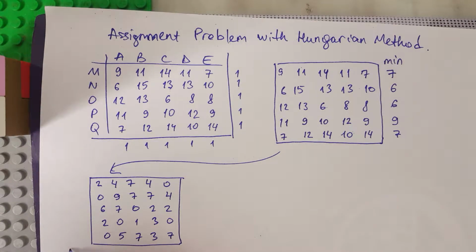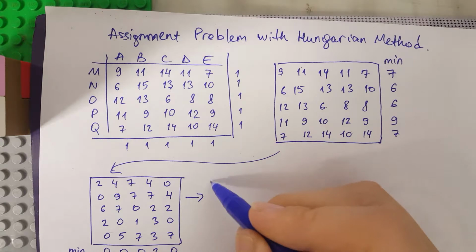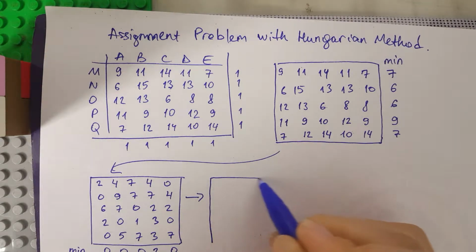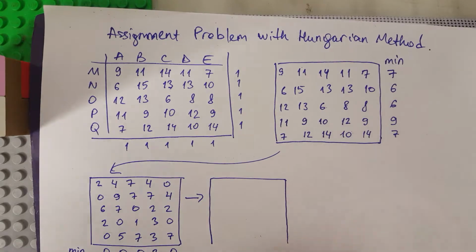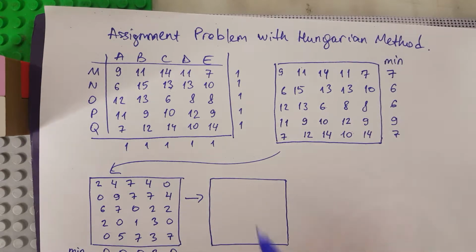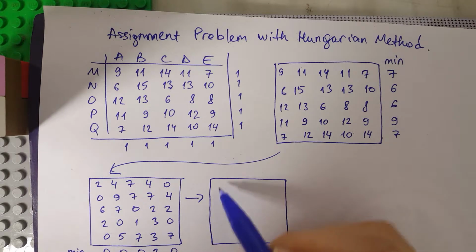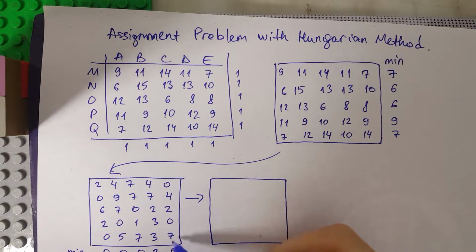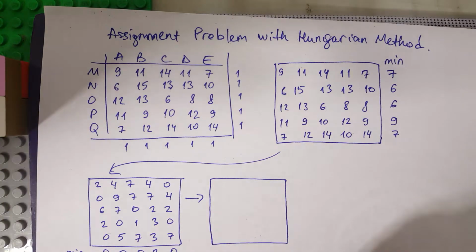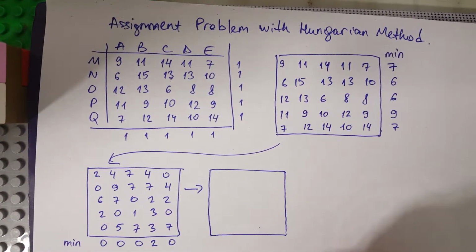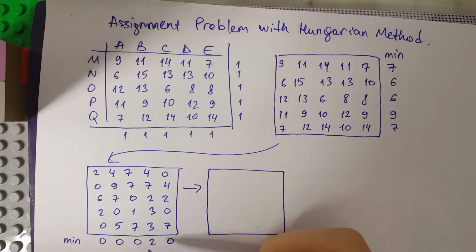Now we will find the minimum value of each column. In this column the minimum value is 0, in this also 0, third column also 0, here we'll have a minimum value of 2 and here also 0. Now we will subtract the minimum values from each item of the column. The first 3 columns and the last column will not be changed because the minimum values are 0. Just this fourth column will be changed.